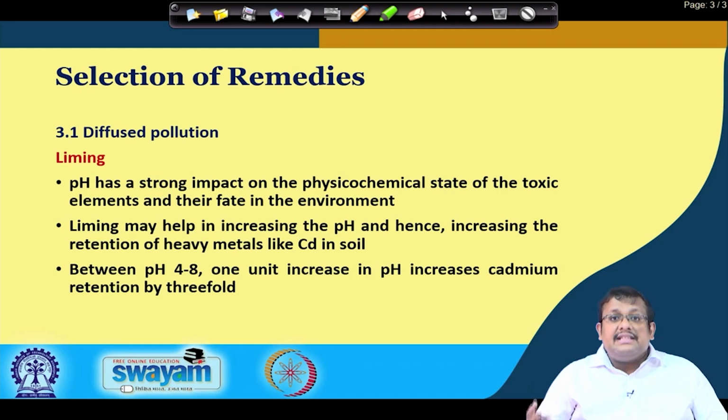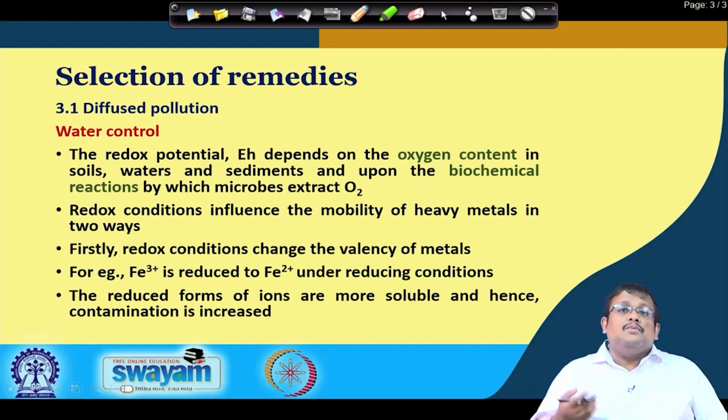So, liming may help in increasing the pH and thereby increasing the retention of heavy metals like cadmium in the soil. Now, between pH 4 to 8, a 1 unit increase in pH increases cadmium retention by 10-fold. This is very important. By controlling the liming condition, you can potentially increase the retention of different heavy metals. So, that is very important to note while you calculate the liming materials for applying in the field. Now, what about the water control?